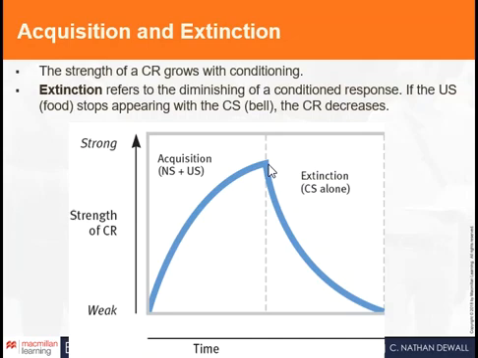And then in the extinction phase, we just keep doing the bell, without reintroducing the food, for example. After a while, the bond between the conditioned stimulus and the unconditioned stimulus starts to break apart. And after a while, we have extinction. The CS no longer causes a response in the organism.